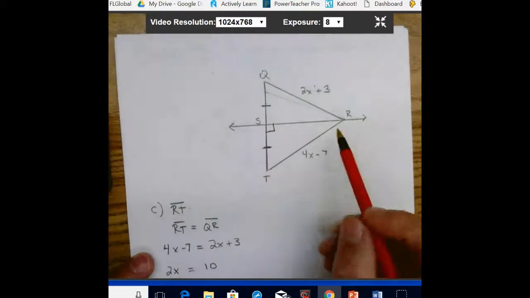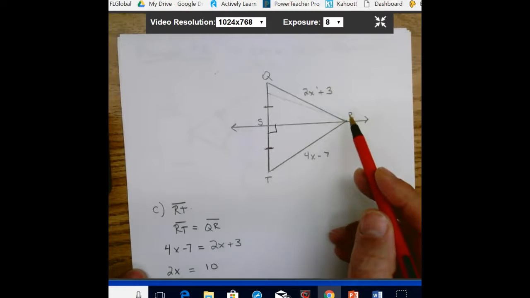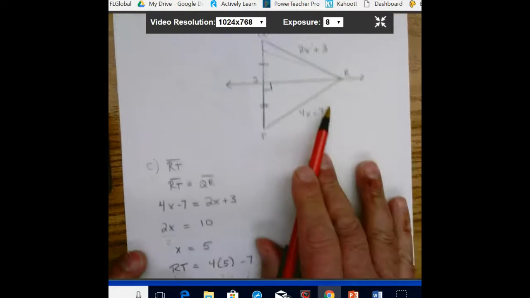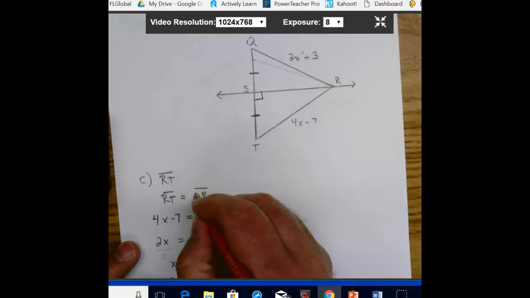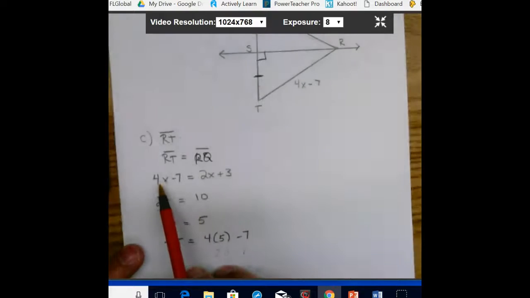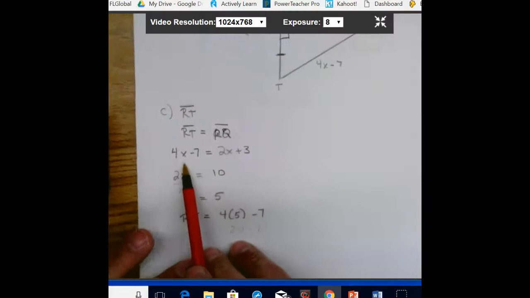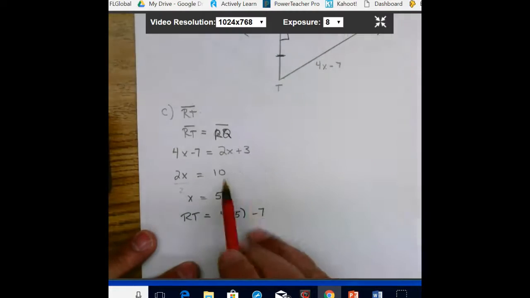So then we can say that RT is equal to QR or RQ, however you want to say it. Probably better to say RT is equal to RQ. We write that. Not sure it matters. So then we can make them equal to each other. We have 4x minus 7 right there, and RT is equal to 2x plus 3.